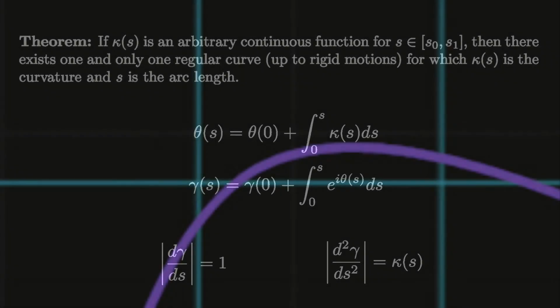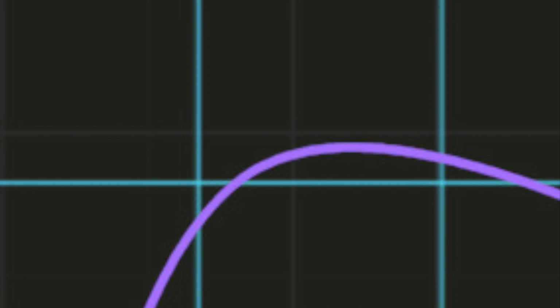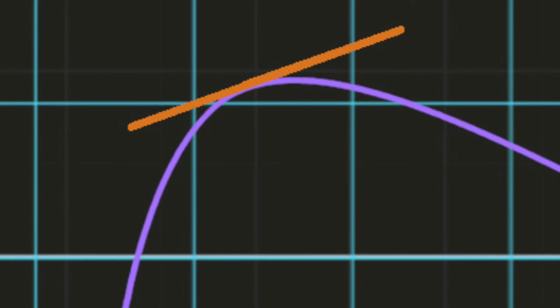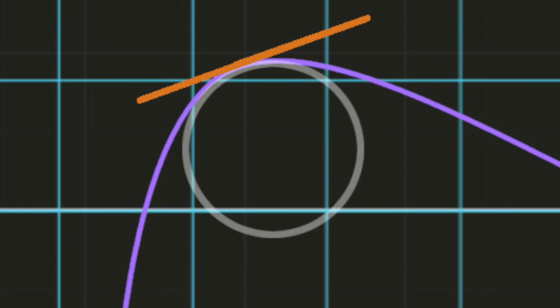And a good way to think about that is that instead of just finding the line, which is the best fit approximation to the curve at any point, the curvature represents the best fit approximation circle to the curve at that point.